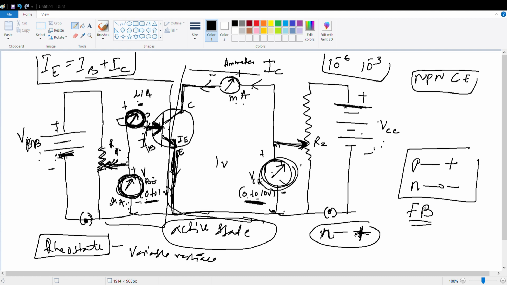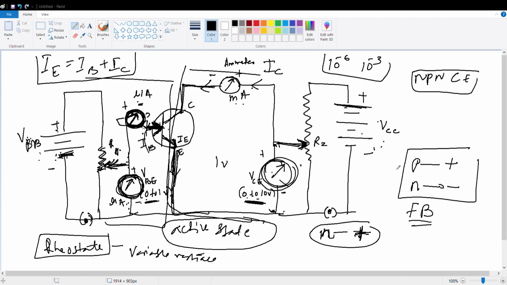Can you see? Here IB was constant, IC is constant. But if I change IB, is it not changing the IC? I'm saying for some value of IB, if I increase IB, the IC is increasing. Yes or no? Yes, sir. That means your IB is directly proportional to IC. Can we say that? Yes, sir.